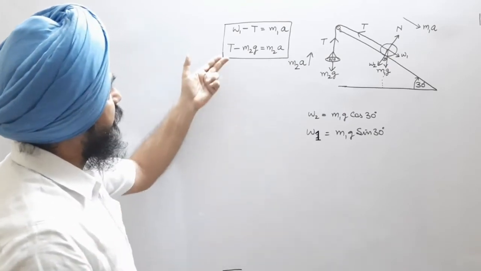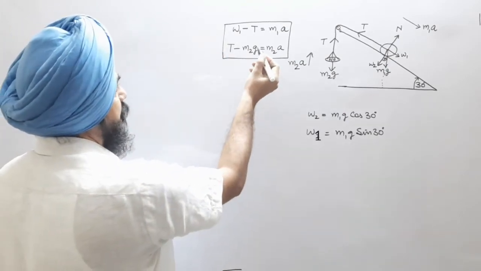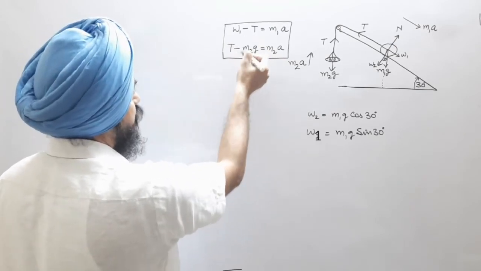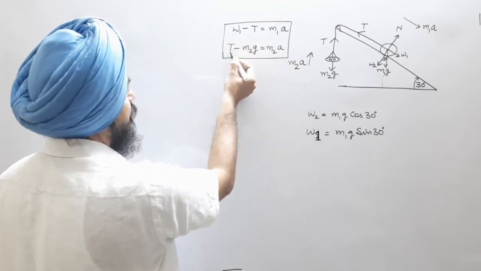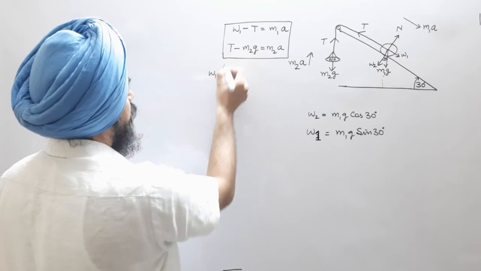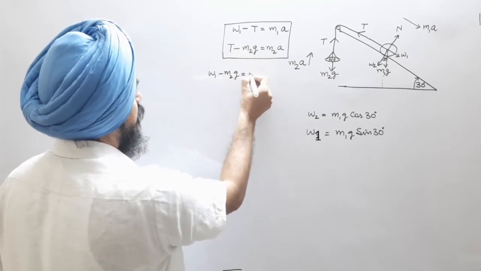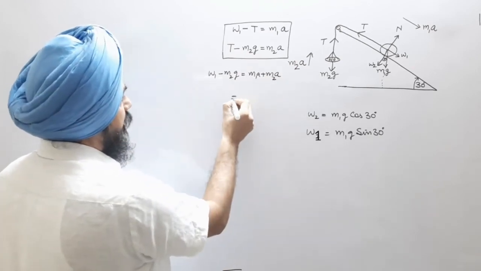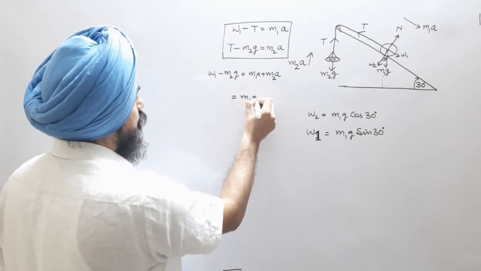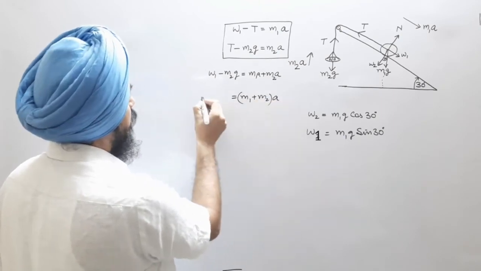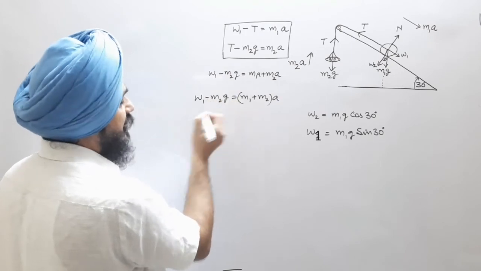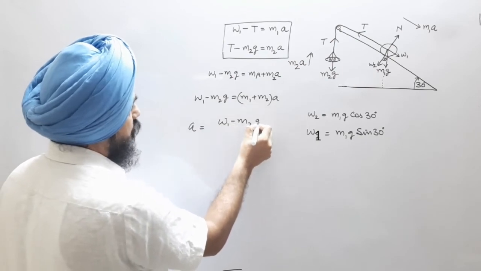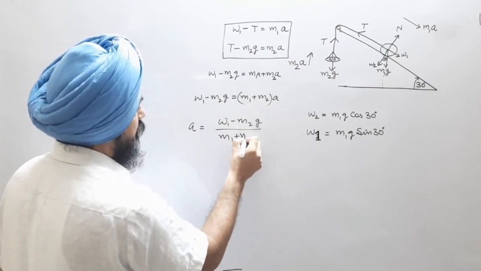Okay, now we can easily calculate the acceleration by adding these two equations. If we add these two equations, the tension T will cancel out. So we will get W1 minus M2G equal to M1A plus M2A. Now the acceleration can be taken out of the brackets, with W1 minus M2G on the left side. Therefore the acceleration can be written as W1 minus M2G divided by M1 plus M2.